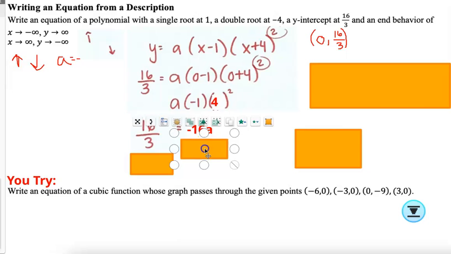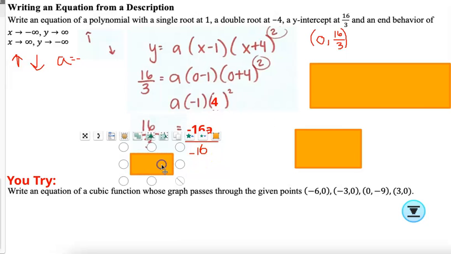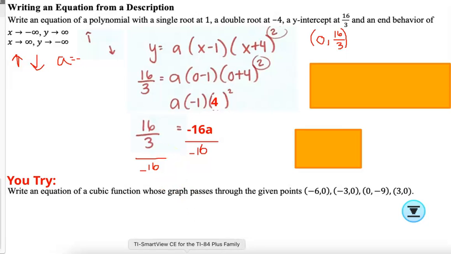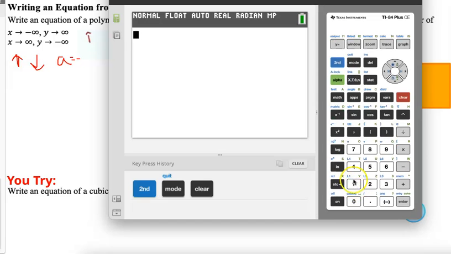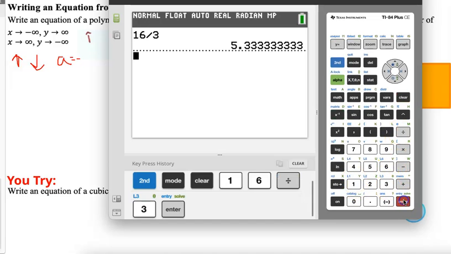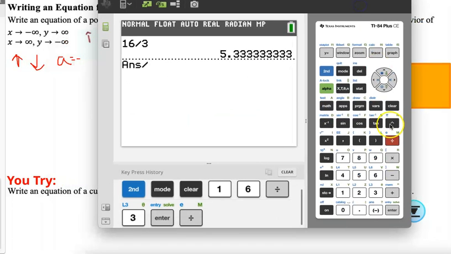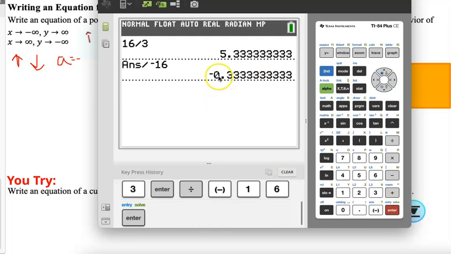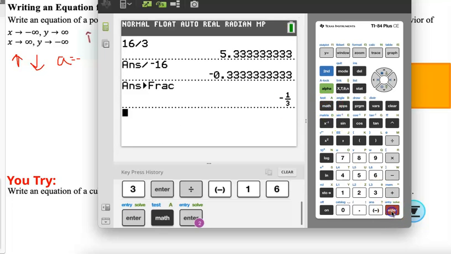So to solve for a, I'm going to divide by -16 on both sides. Now again, if you have a calculator, we could type it in. And I could say 16/3, which is this crazy decimal, and then divide it by -16, which gives me another crazy decimal. And if you do not know what fraction that is, you can press the math button, enter, enter, to get -1/3.